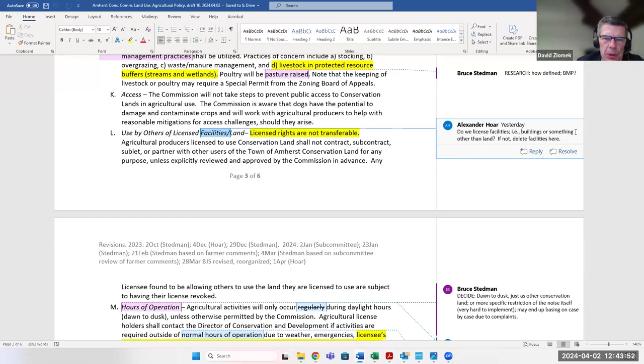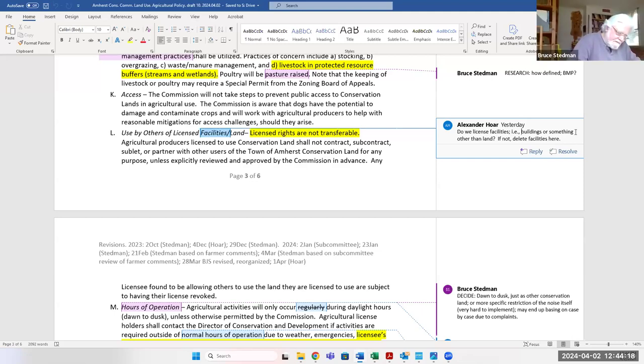Not the conservation department. I think it's just land. Yeah, so I was just wondering. So we can take out the word facilities. That'd be great. Okay. All right. Do we need to say licensed rights are not transferable? Why wouldn't you just say licenses are not transferable?